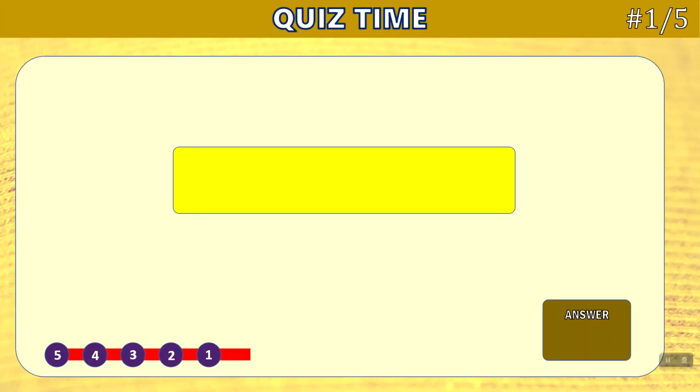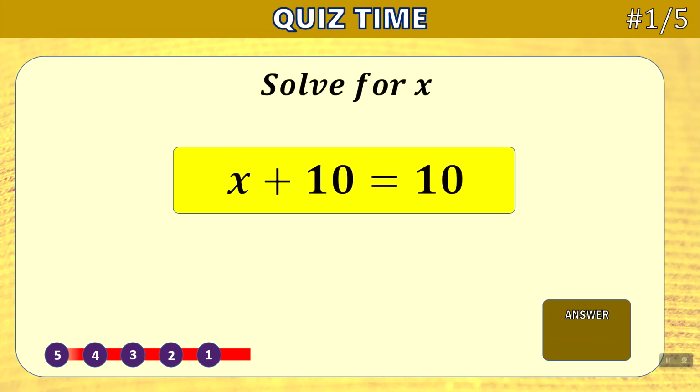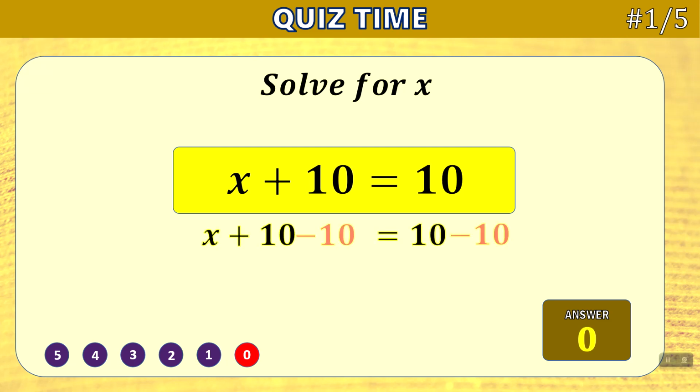And now it's quiz time. Solve for x. You have 5 seconds. X plus 10 equals 10. Time's up. The answer is 0. X plus 10 equals 10. We have to subtract 10 from both sides, which will cancel the 10s and leave us with x equals 0.